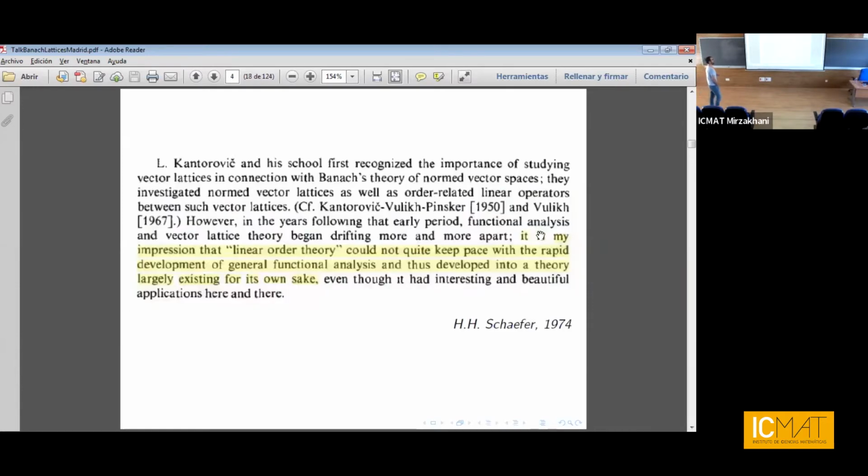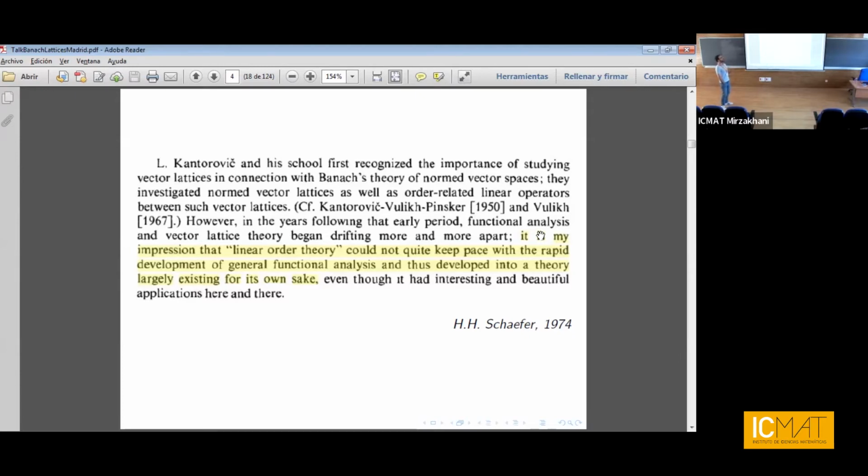Let me motivate the talk a little bit with this piece of text from the introduction of the book of Schaefer, Banach Lattices and Positive Operators. After explaining the beginning of vector lattices in the middle of the 1930s, and explaining that some very well-known mathematicians contributed to this theory, like Riesz, Kakutani, Kantorovich, Stone, he wrote this.